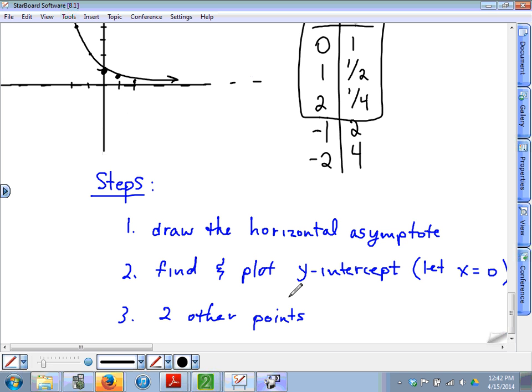We have one more quick example to do. Draw the horizontal asymptote.